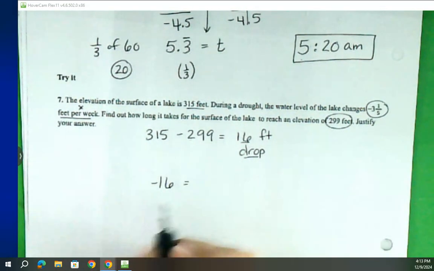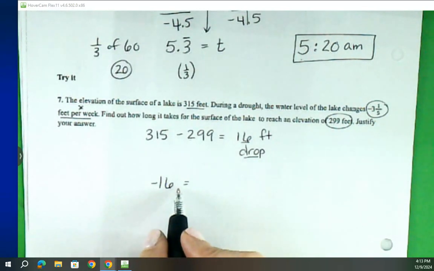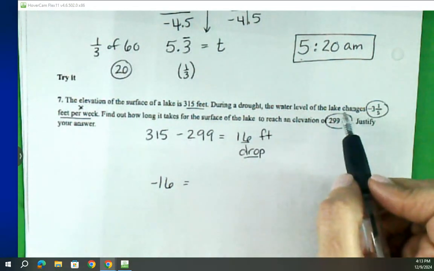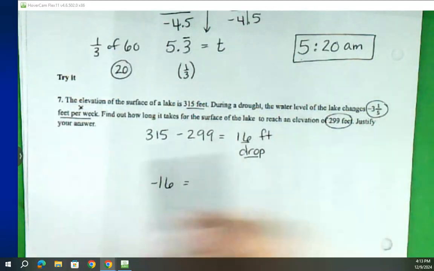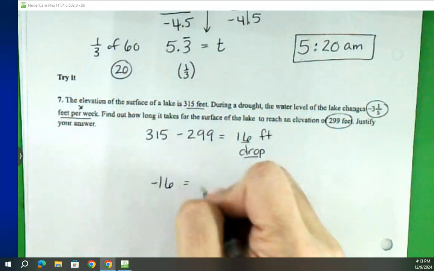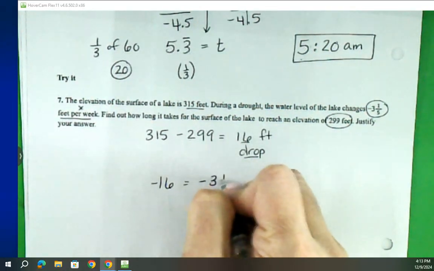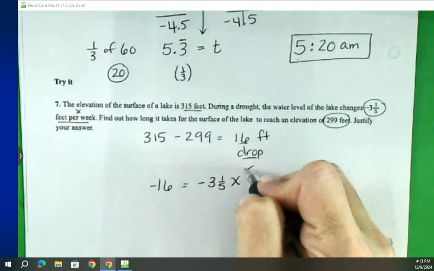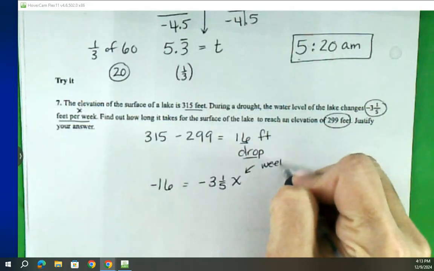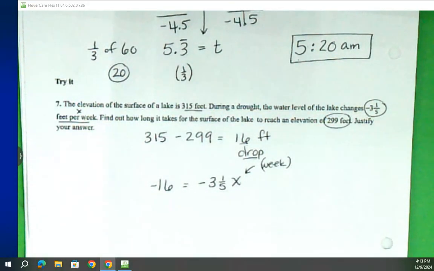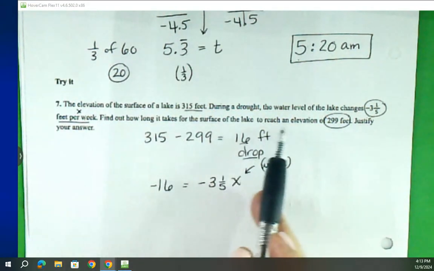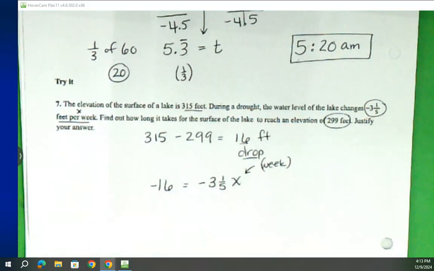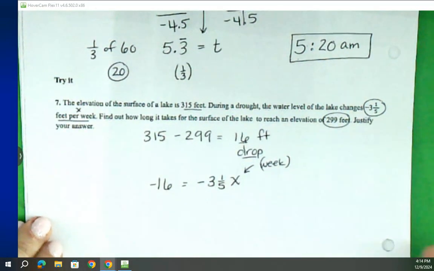So we want to know when -16 is equal to the lake changing by 3 1/5 feet per week. So we're going to have here -3 1/5 and weeks, we can use X. Or you can use W, okay? But I'm going to use X for the weeks. Because it says, how long will it take for the surface of the lake to reach an elevation of 299? So we're given units in weeks, so we're going to figure it out in weeks.